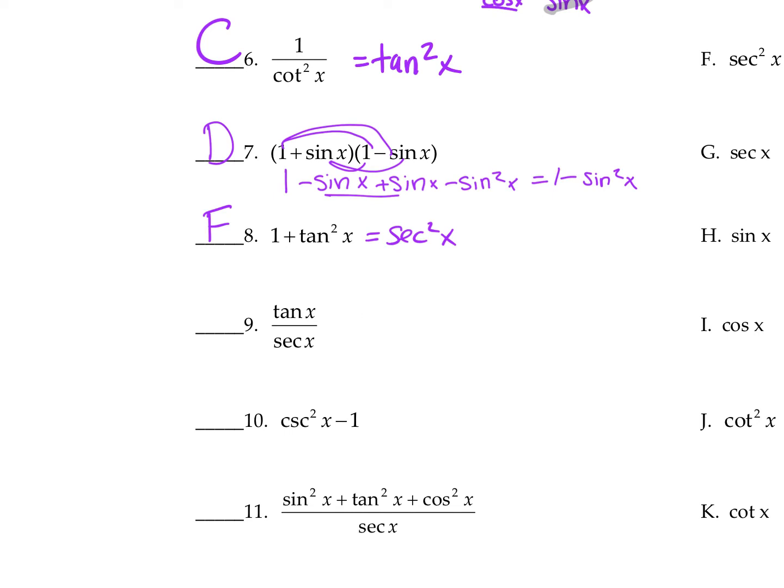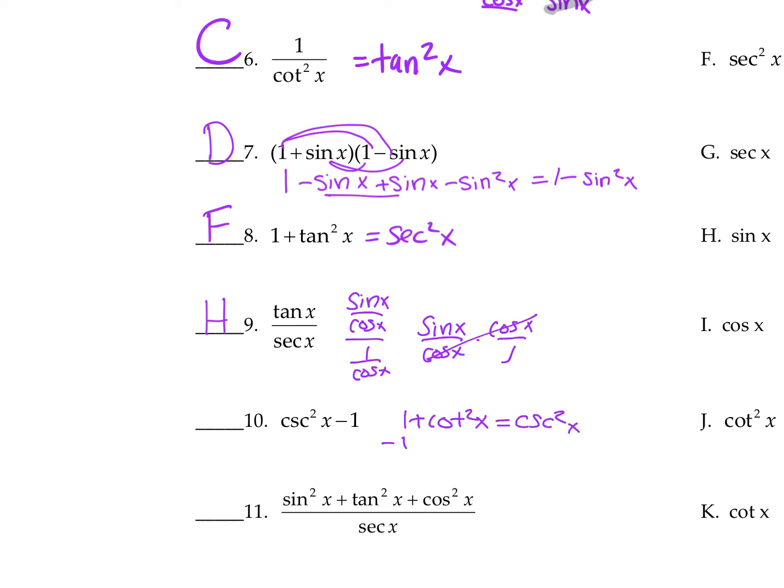In 9, I have tangent over secant, so I'm going to use the strategy of turning this into sine and cosine. Then I'm going to multiply by the reciprocal of the denominator, and I'll be left with sine, which is option H. In 10, cosecant squared minus 1. Well, I know that 1 plus cotangent squared is cosecant squared. So if I move this 1 to the other side, cosecant squared minus 1 would be cotangent squared, which would be J.